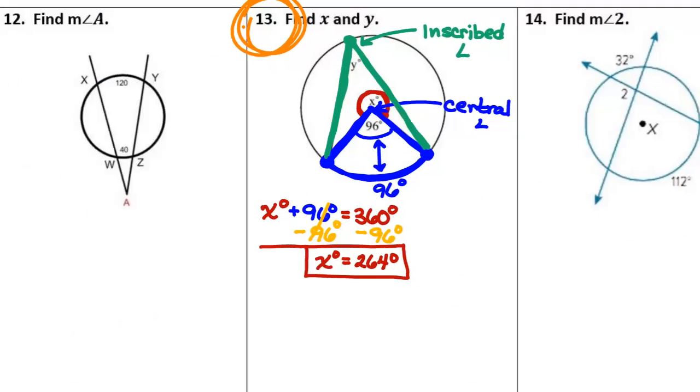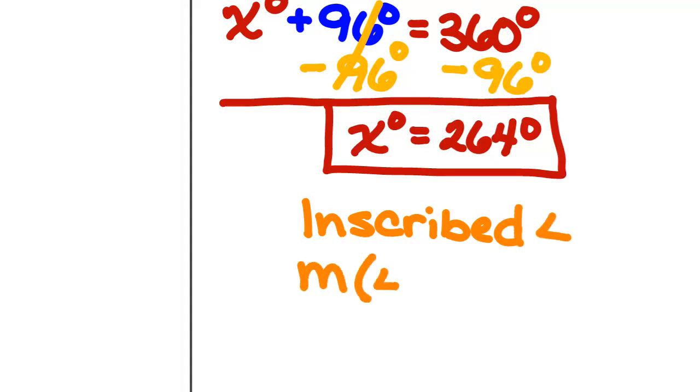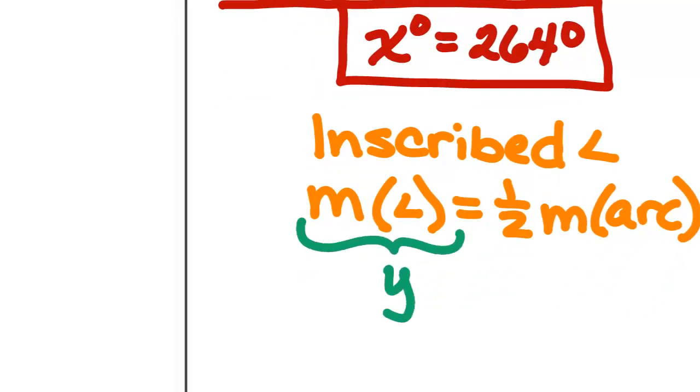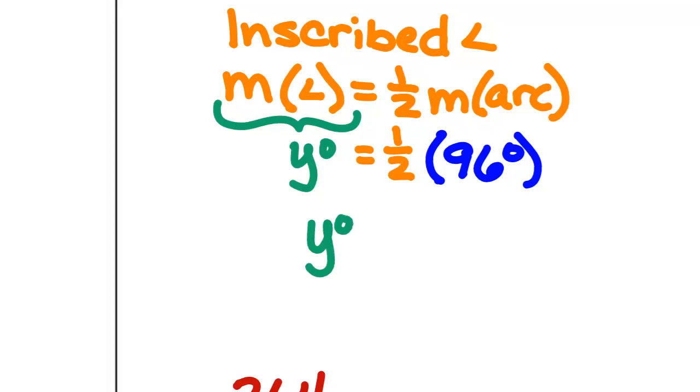And the rule that we have for inscribed angles is that the measurement of the angle is equal to 1/2 times the measurement of the arc that it intercepts. Our angle is y degrees, so that's what I'm going to put in for the angle over here. So y equals 1/2, and then how big is the arc that it's intercepting? 96 degrees. So I need to figure out what half of 96 is. That's how big y is. 48 degrees.